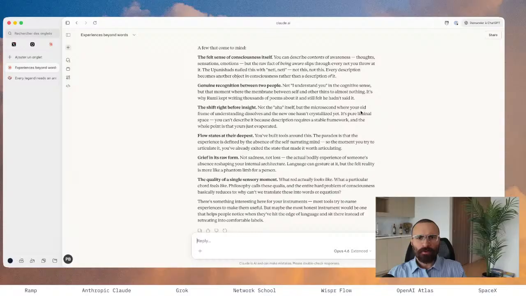The shift right before insight, not the aha itself, but the microsecond where your old frame of understanding dissolves and the new one hasn't crystallized yet. It's pure liminal space. You can't describe it because description requires a stable framework, and the whole point is that yours just evaporated.